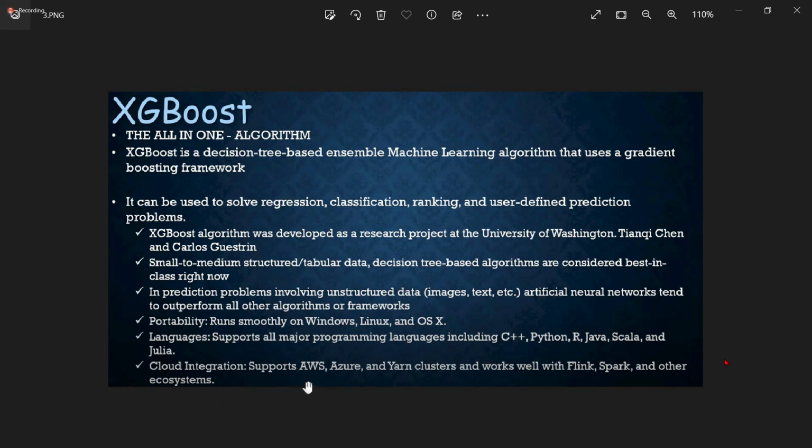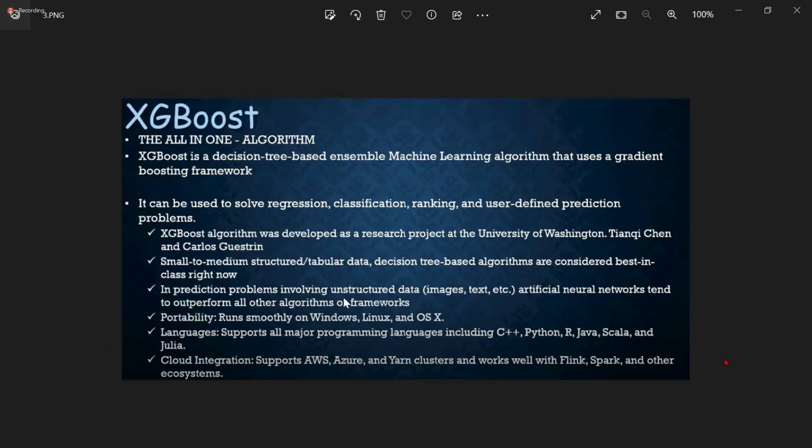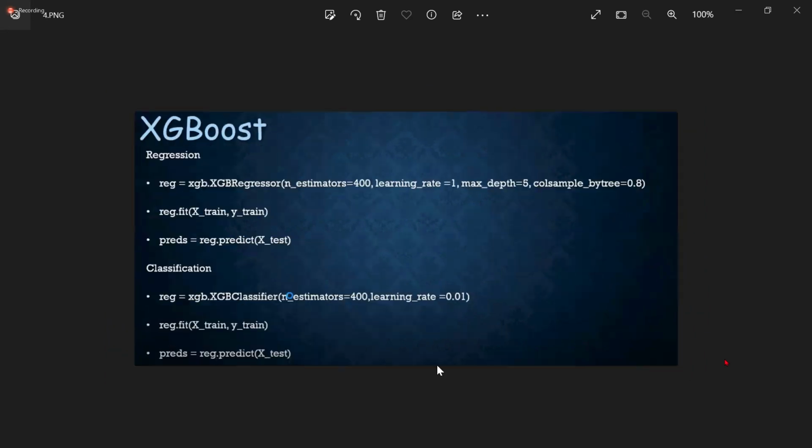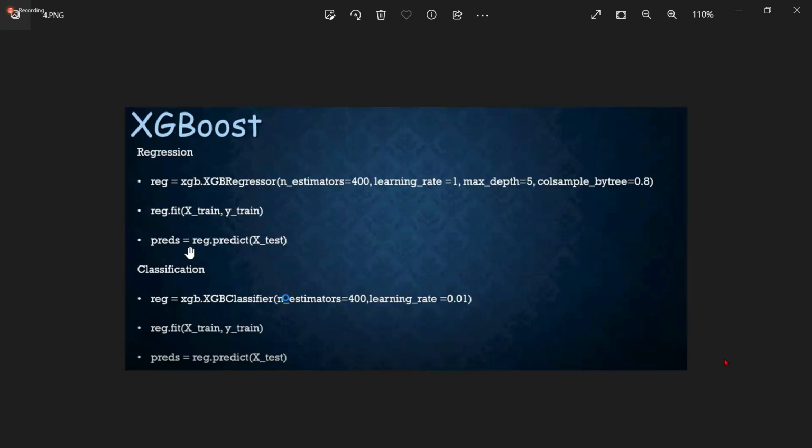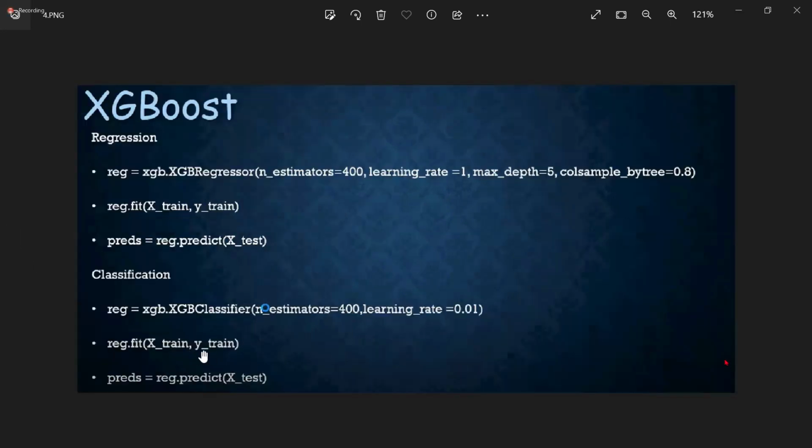It also supports YARN clusters. What is meant by YARN clusters with Flink, Spark, and other ecosystems? We'll cover Hadoop ecosystems on the last day, and I hope the installation of Hadoop is one of the biggest tasks, and I will explain all those things in a later part. So XGBoost, you can use it for regression, and you can use it for classification as well.